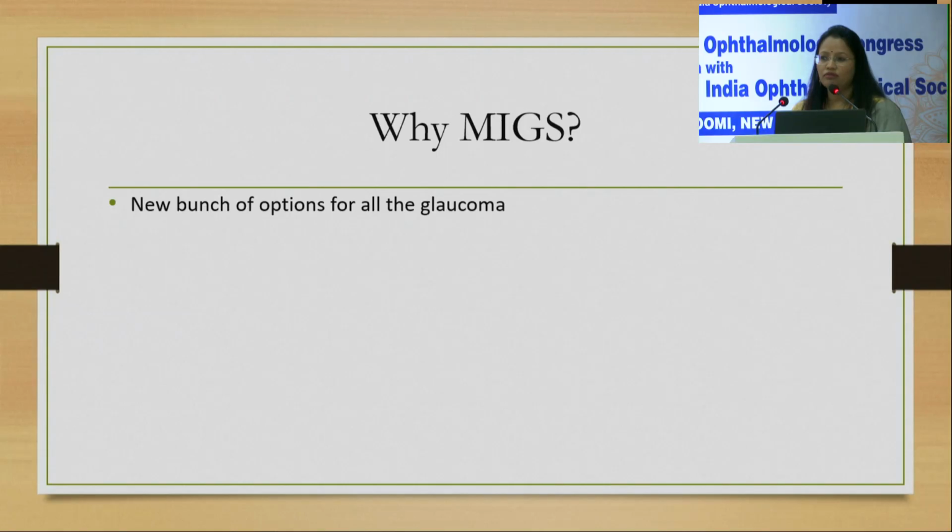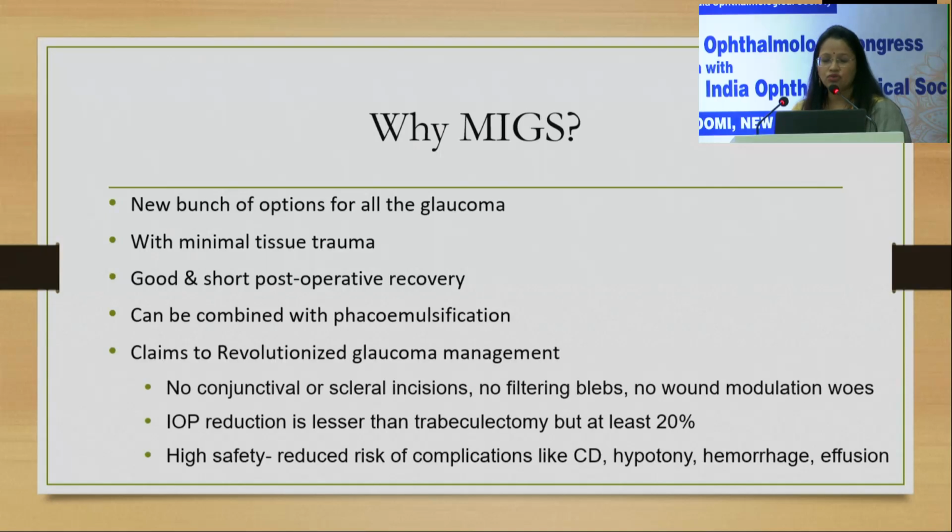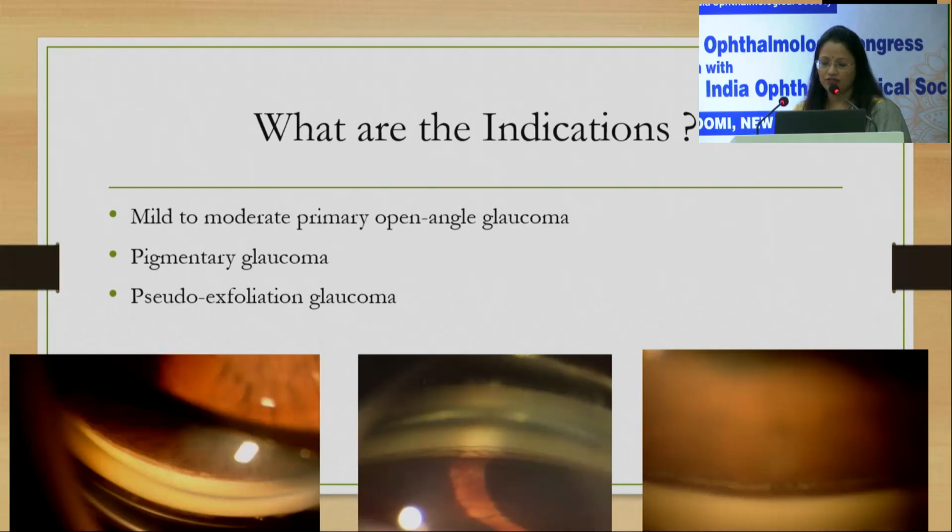So why microinvasive glaucoma surgery? Because these are a new bunch of options for all types of glaucoma with minimal tissue trauma. There are good and short postoperative visual recoveries, and it can be combined with phacoemulsification. It claims to revolutionize glaucoma management because there is no conjunctival dissection and therefore no blebs, no wound modulation. IOP reduction is lesser than trabeculectomy but at least 20%, and there is a high safety profile.